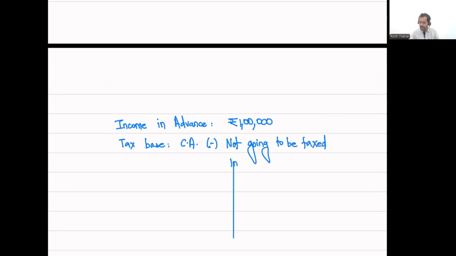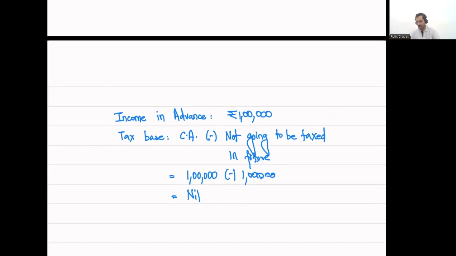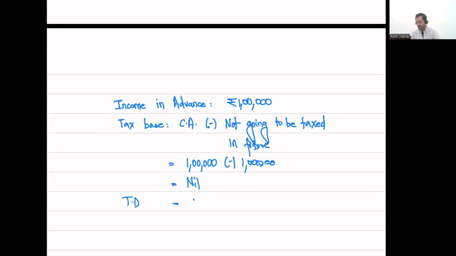Now, if you think of it, I have already paid tax on 1 lakh rupees. So will I again have to pay tax on this 1 lakh rupees in future? The answer is no, because I've already paid tax on 1 lakh on cash basis. In future, when I provide the goods, I do not have to pay tax again on it. Therefore, the amount that will not get taxed in future is also equal to 1 lakh rupees. So it's going to be 1 lakh less 1 lakh rupees, which is equal to 0. My tax base is going to be 0, and therefore I am going to have a temporary difference of 1 lakh rupees.